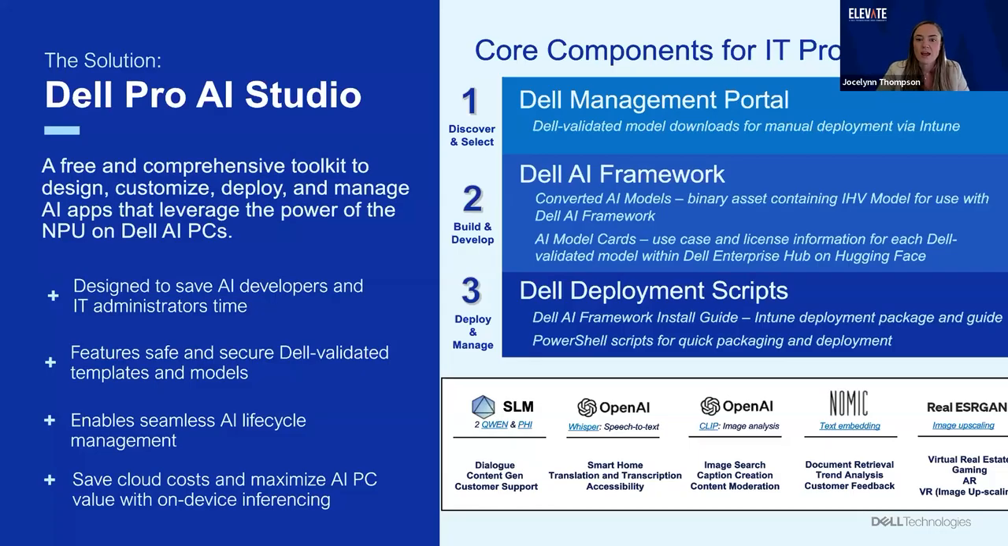So Dell Pro AI Studio is going to save both your AI developers and IT admins time, provide secure Dell validated templates and models, enable seamless app lifecycle management, and provide cost savings with on-device inferencing. So part of this toolkit includes Dell AI Framework, which is the orchestration layer of Dell Pro AI Studio. This can take what is typically a 6-month process from ideation to implementation down to as little as 6 weeks, and makes the ongoing maintenance for app lifecycles easier and quicker.